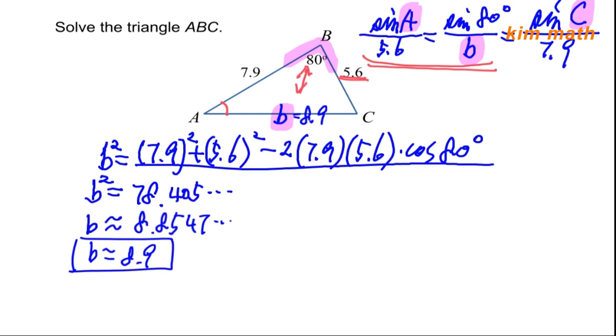Then sine A over a equals sine B over side length b. Although we have 8.9, in the process of calculation please use a more precise value. Okay, that's better.